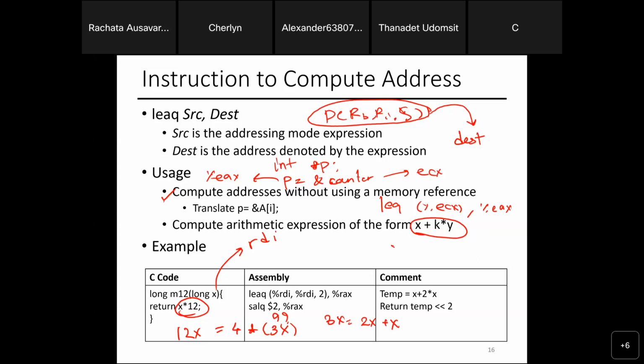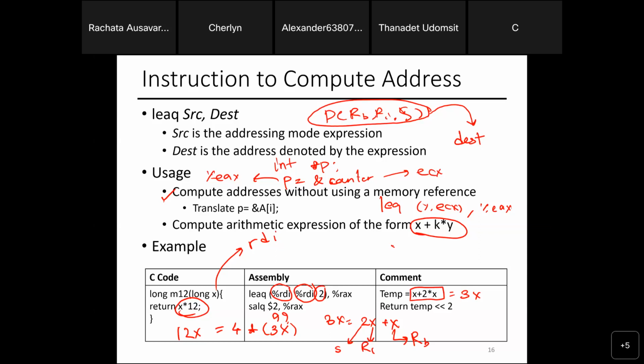So one thing I can do is, this can be Rb, this can be Ri, and what's my S? 2. So I can write this as RDI plus RDI multiplied by 2. With RDI being x, this will give me x plus 2x, which is 3x. So the first line, the leaq command, takes x as an input and performs x plus 2x through my addressing mode. So from x, I got 3x in one instruction.